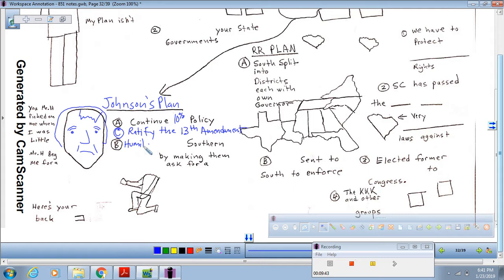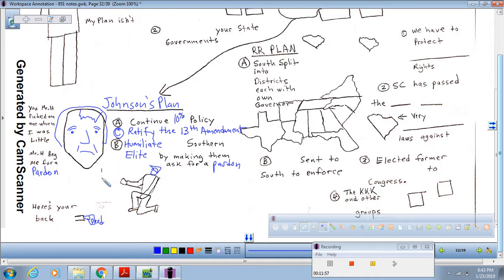Johnson required the Southern plantation owners to be humiliated by making them ask for a pardon. As has been described before, this pardon would absolve them of any wrongdoing, and this would then result in the government giving back their land, because if they said they did nothing wrong, there is no justification to take their land.